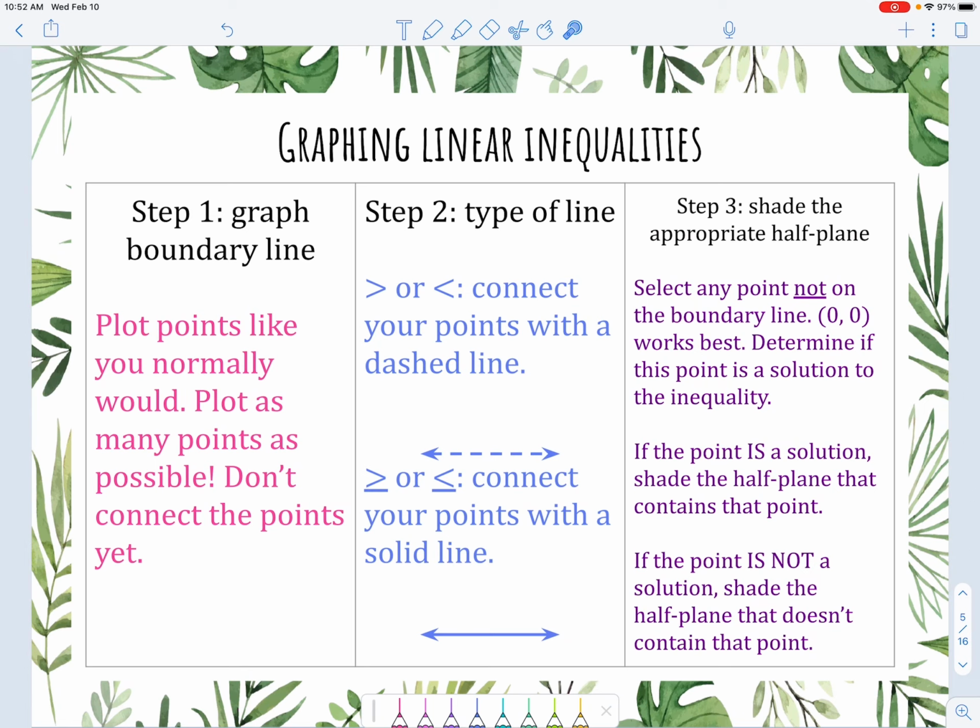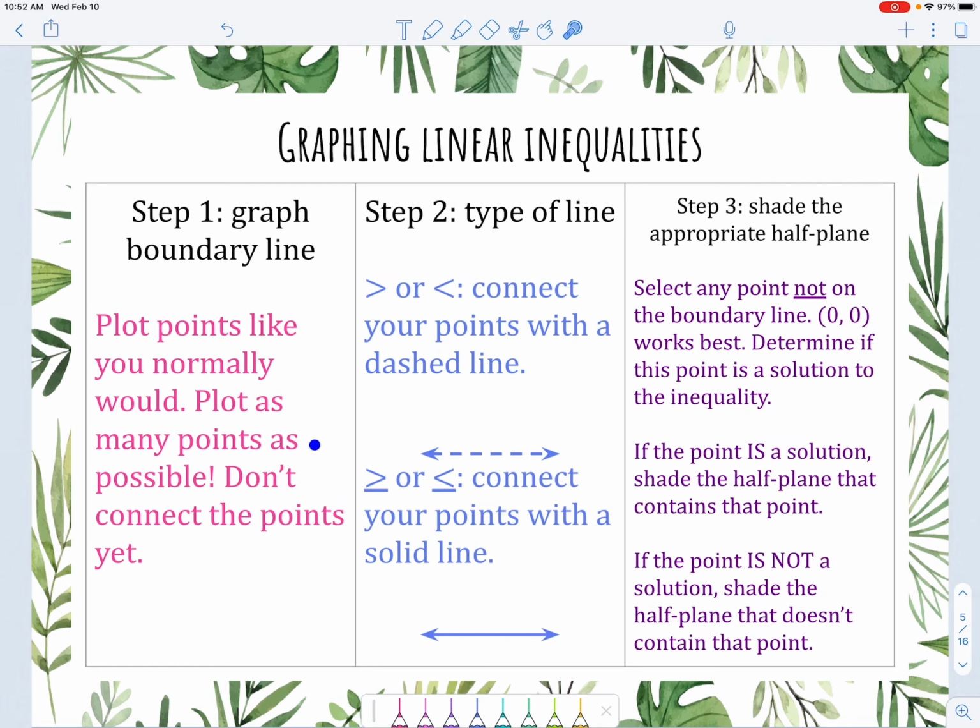Now let's talk about how to graph linear inequalities. Again, at this point you should already know how to graph linear equations, so to start, it's going to be the same concept. The first thing that you're going to do to graph what's known as your boundary line is plot the points like you normally would as if it was an equation. It's really a good idea at this point to plot as many points as possible.